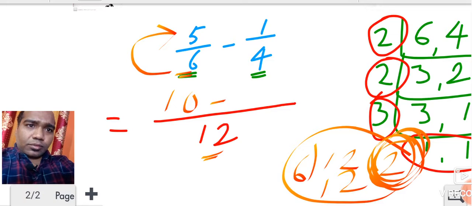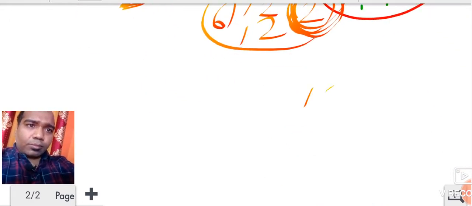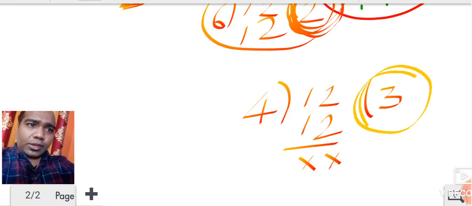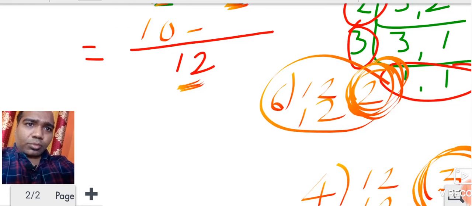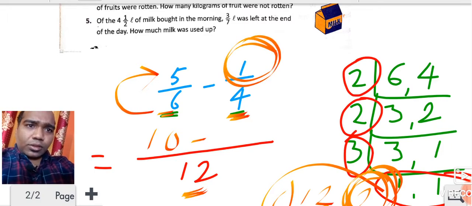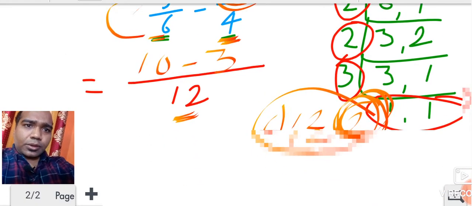Now what is our second step? This 12 we have to divide by the denominator 4. So if you divide 12 by 4, how much will you get? 4 3s are 12. Okay, so what we are getting? 3. Now this 3 what you have to do? This 3 you have to multiply with the numerator 1. So 3 into 1 how much will you get? You'll get 3 only. Got it?